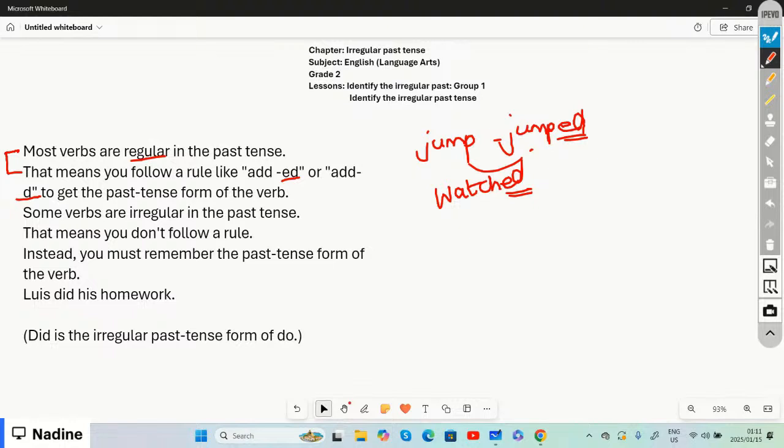Those are all regular past tense. Now, if we go to the irregular past tense, here it says some verbs are irregular in the past tense, which means that they do not follow any rules. So when it comes to the irregular past tense, you're going to have to remember the past tense form of the verb.